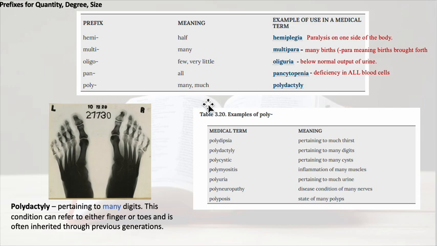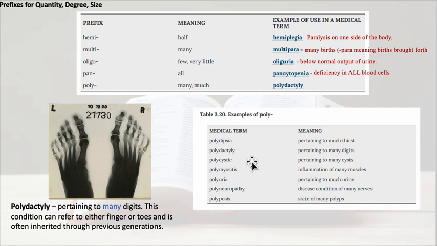And poly means many or much. Polydactyly, specifically, means many digits. So poly, many, and the dactyly refers to digits. So this condition can refer to either the fingers or toes. It's often an inherited condition through previous generations, so inherited from, say, the grandparents. It can be associated with certain genetic mutations where an individual will have more than 5 fingers or toes.